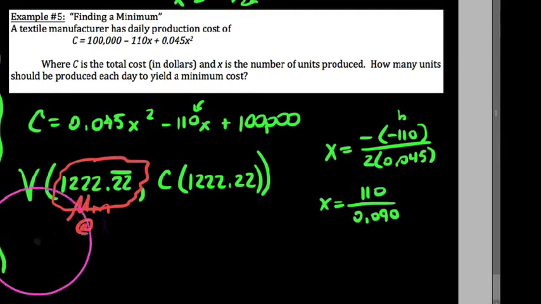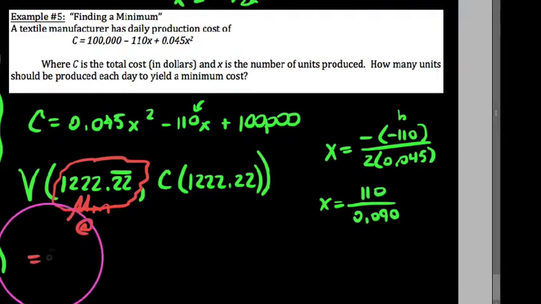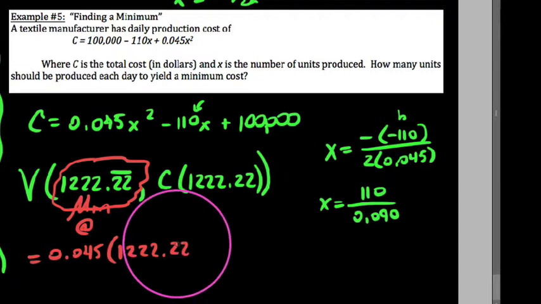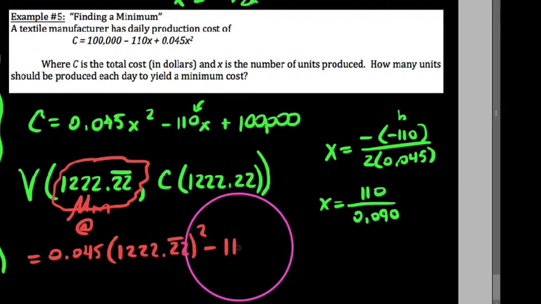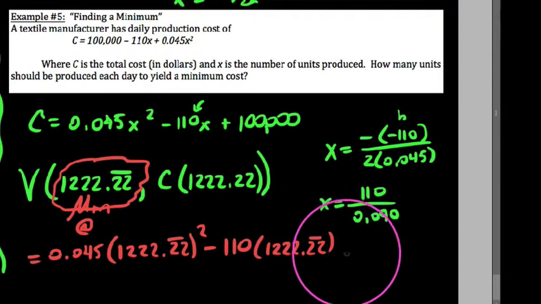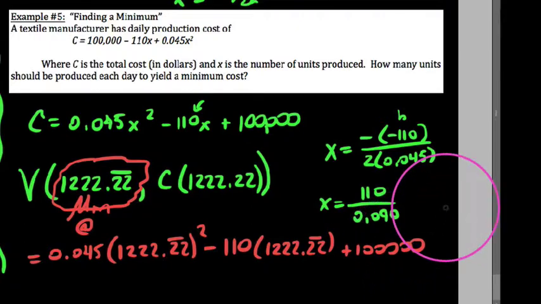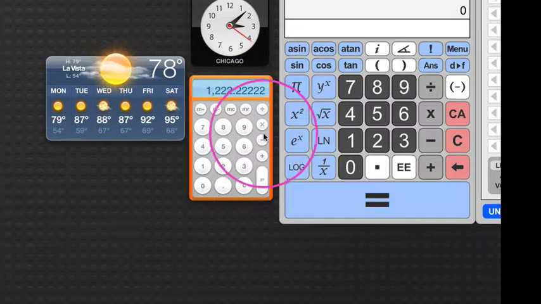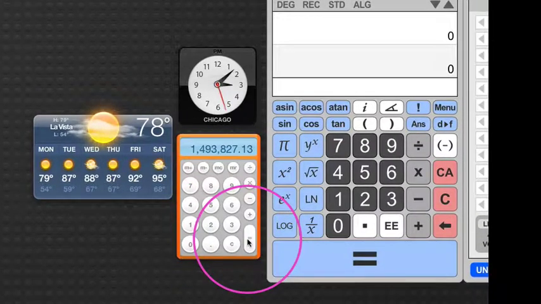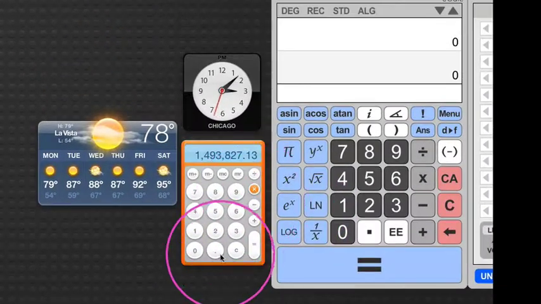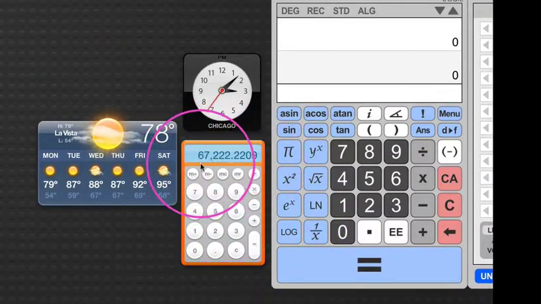So now to actually go back and find this, we'll plug it back into the function. We'd have to get 0.045 times our 1222.22 repeating squared, minus 110 of those 1222.22s repeating, plus 100 grand. Okay, let's do this in pieces here. We had to square this here, so 1222.2222 times itself. And then it looks like we'll take that value squared times 0.045 to yield this value here.